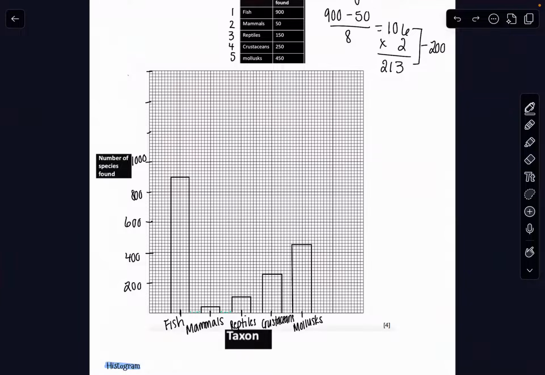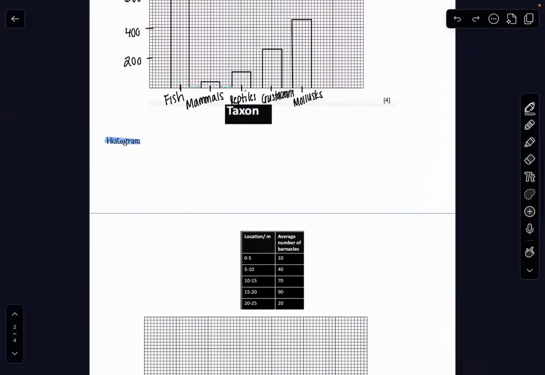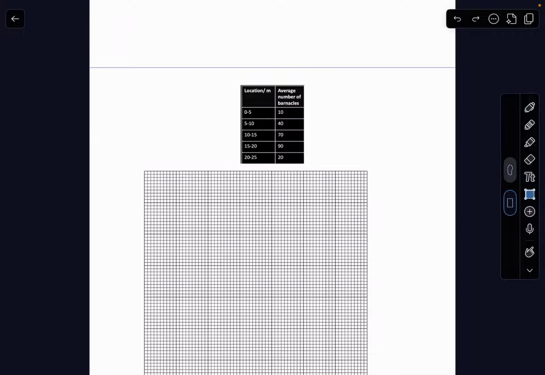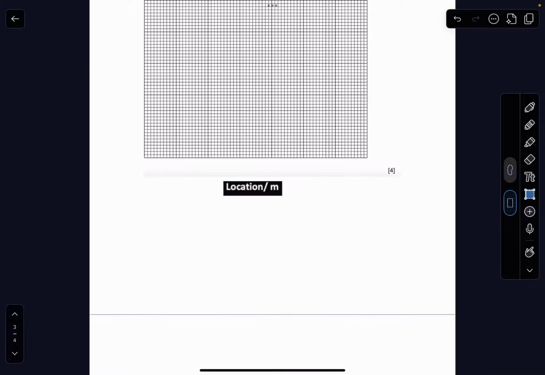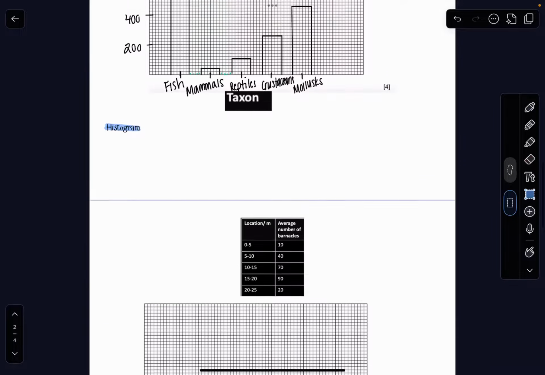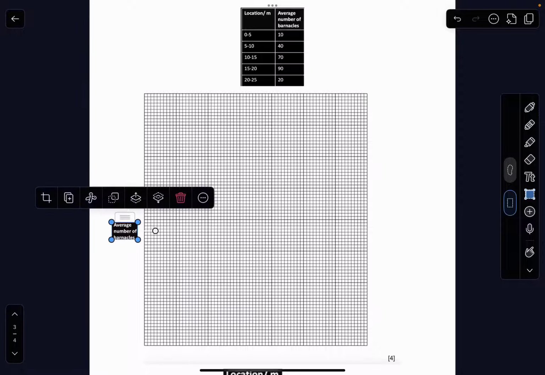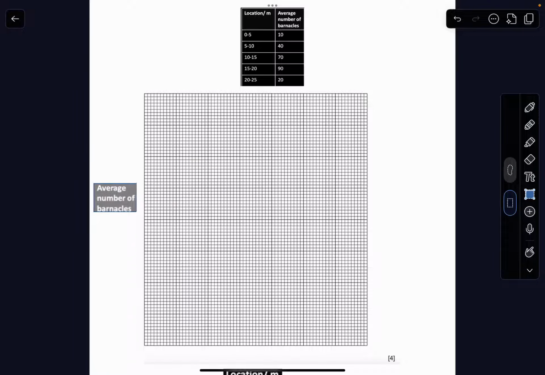Now moving on to histograms. So histograms have numbers, but the independent variable is usually a range of numbers. So here we have location, which is measured in meters. We have 0 to 5, 5 to 10, 10 to 15. Label your independent variable, copy it exactly, and then we're going to label our dependent variable. So the dependent variable is the average number of barnacles. We're going to make sure there is enough space for us to write numbers.